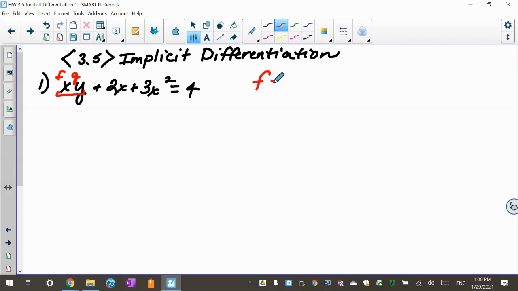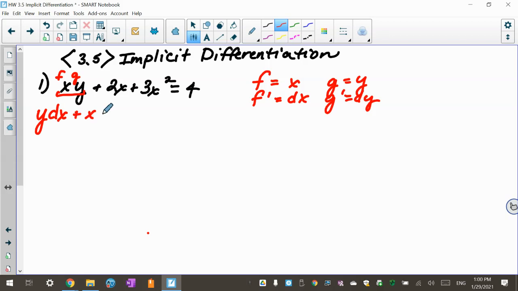So let's set it up here. My f is x, my f prime is dx. My g is y, my g prime is dy. You kind of get good at this one because you'll do it so many times. So I got f prime g, so I got y dx plus x dy, which is f g prime. So that takes care of my first term, plus 2 dx plus 6x dx equals, and the derivative of 4 is 0.